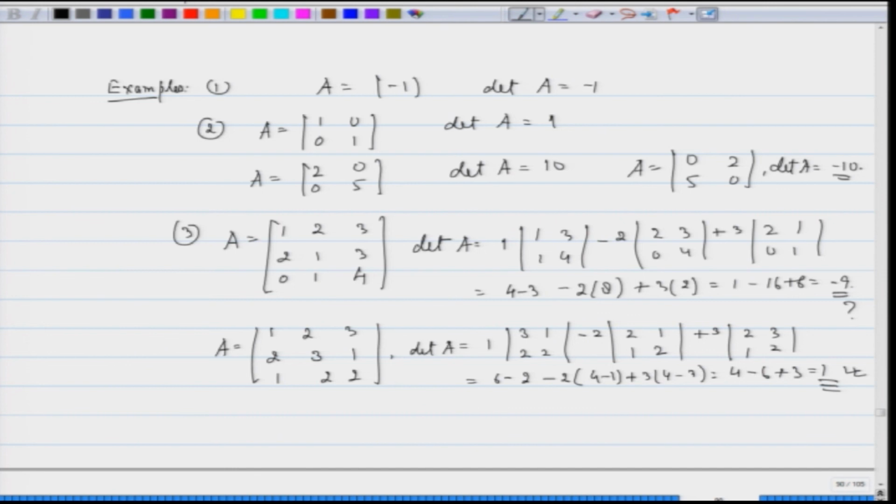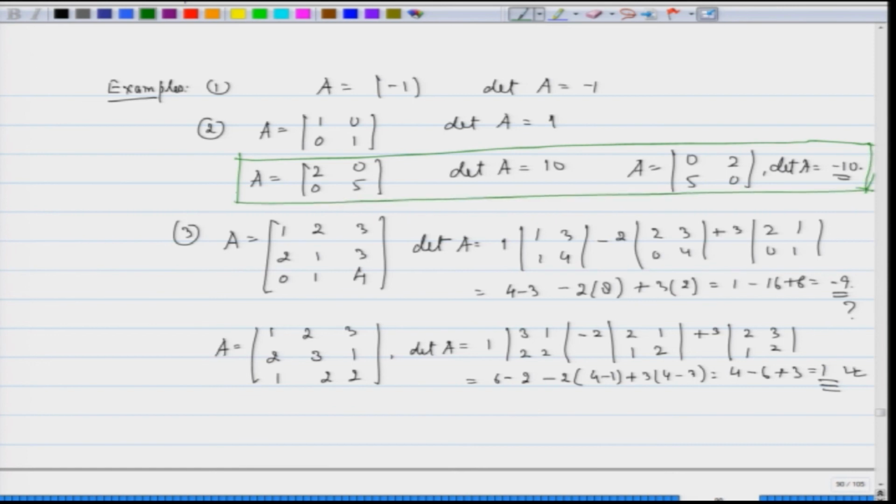So, before I go to the next idea, what I would like you to see here is this part. What I have done is I have just interchanged rows and columns, fine. The columns have been interchanged, all right, and the determinant gets multiplied by -1.